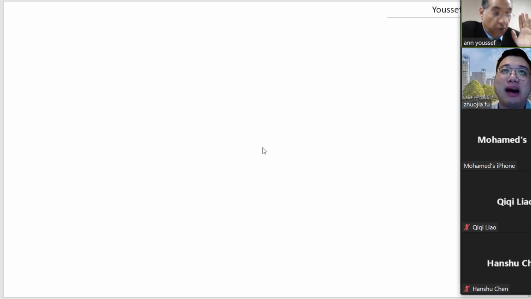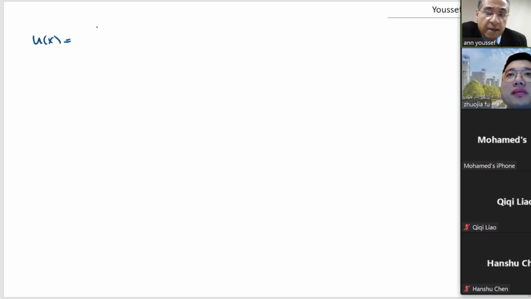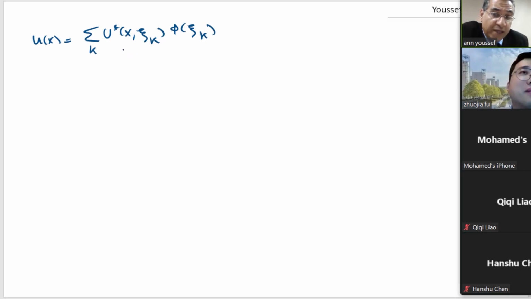MFS part. Okay. First, if you can send me this paper on MPS, this new method, I would like to read it first. The second part: when we use the method of fundamental solution, we have to bear in mind, for example, if we write u of x equals sigma, this is the discrete version, over k, for example, u asterisk of x and xi k times phi of xi k. Practically, we have to know two things.